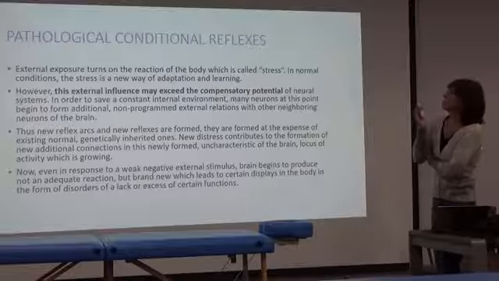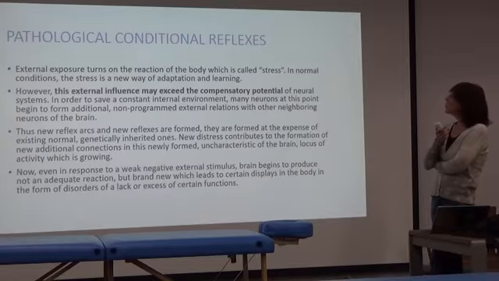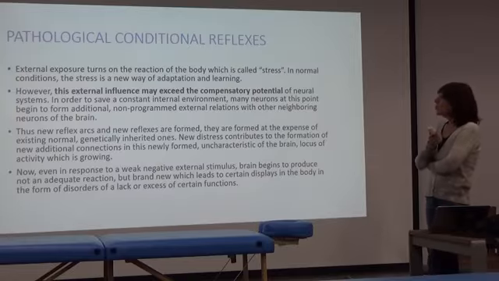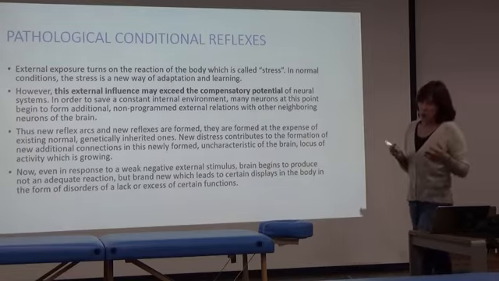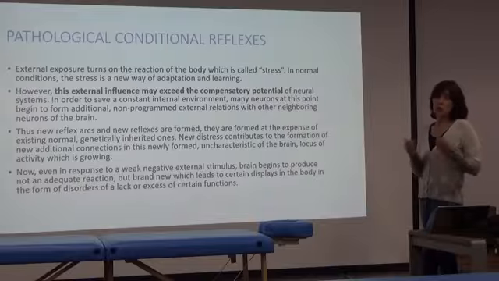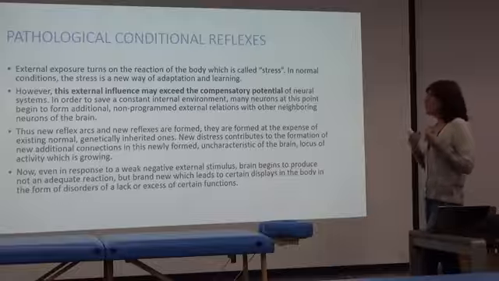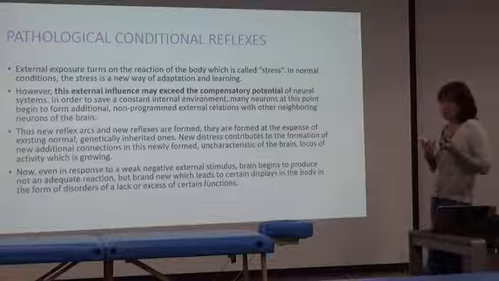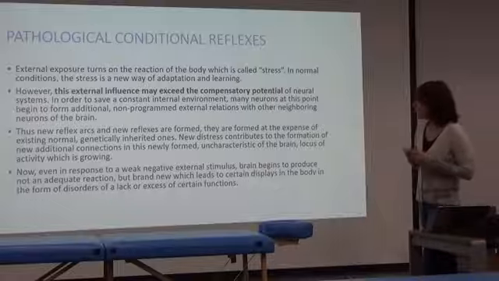Then, once the external exposure turns on the reaction of the body, which is called stress. In normal condition, the stress is a new way of adaptation. So normally the stress is like additional load to our nervous system. In new conditions, something changed, the central nervous system should change fast, adapt, and survive. But if the external influence exceeds the compensatory potential of the nervous system, then we're going to start to have a problem.